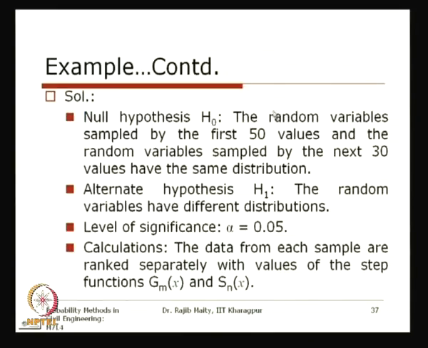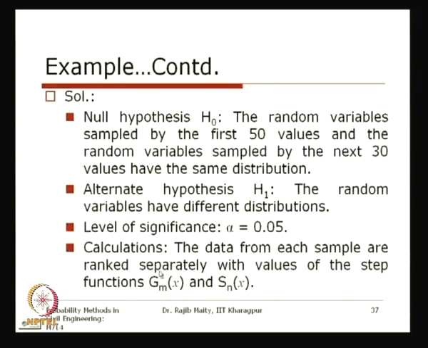So the null hypothesis is that the random variables sampled by the first 50 values and the random variables sampled by the next 30 values have the same distribution. And the alternative hypothesis is that the random variables have different distributions. So whatever we have hypothesized in the null hypothesis is not valid. The level of significance here is 0.05.